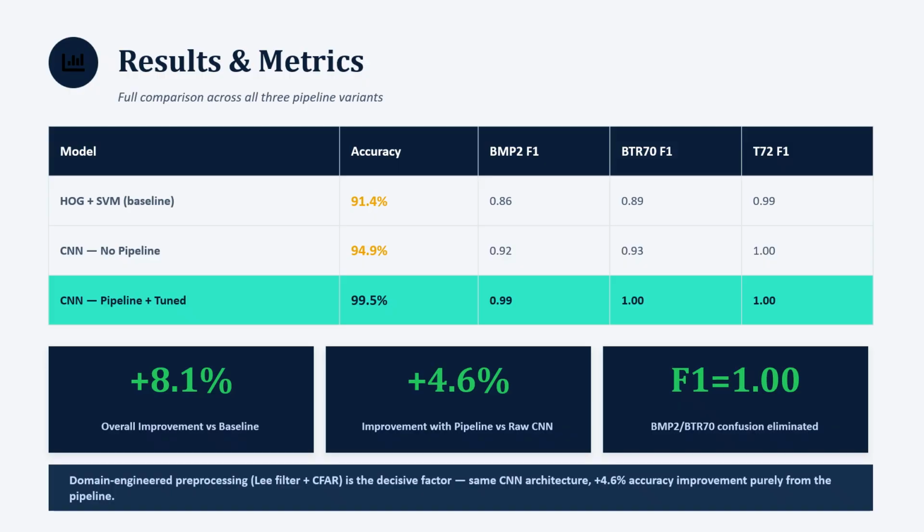Here, the full comparison table shows HOG plus SVM at 91.4%, CNN without pipeline at 94.9%, and CNN with full pipeline and tuning at 99.5%, an 8.1% improvement over the baseline. For per class scores, the tuned CNN achieved F1 of 0.99 for BMP2, 1.00 for BTR70, and 1.00 for T72. The BMP2 to BTR70 confusion, which has 60 misclassifications in the baseline, dropped to just 2 in the final model.